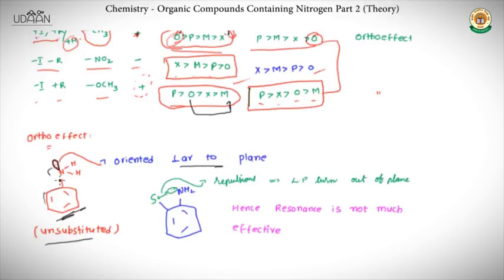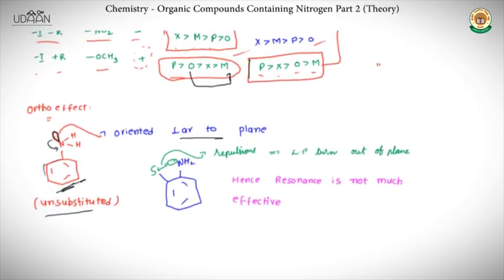As only then the resonance is possible between this lone pair and this benzene ring. And now next one is, if you have any substitution at ortho position, say S here. Now because of presence of this S, this will repel the lone pairs of this nitrogen. As a result of it, this S turns the lone pair of nitrogen out of the plane. As a result of it, effective resonance is not possible.